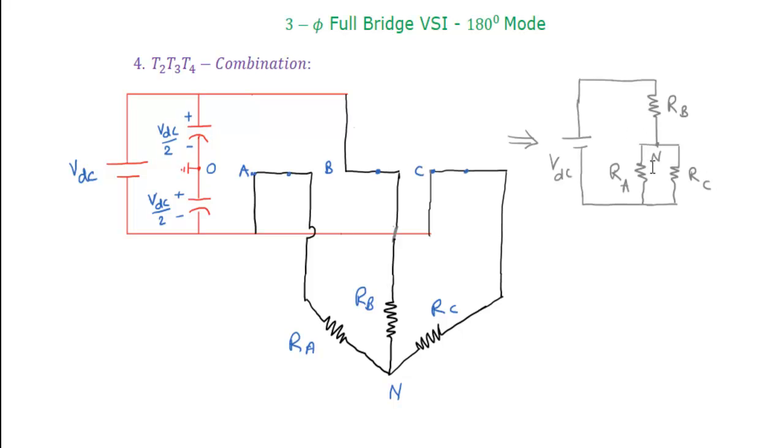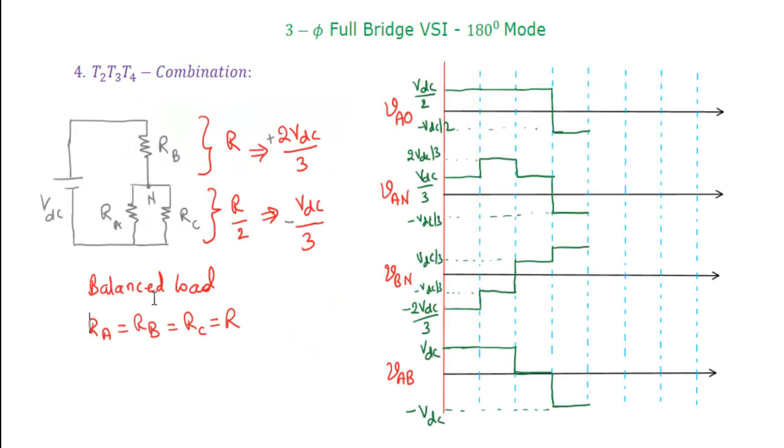But with respect to the neutral point, these will be negative and this will be positive. The same thing is discussed here. Positive 2 VDC by 3 will appear across phase B, and negative VDC by 3 will appear across phase A and phase C. We already considered the waveforms here: this is combination 1, this is combination 2, this is combination 3, and combination 4 we have already considered. Here phase A is getting minus VDC by 3. So far we got the positive half cycle, now the negative half cycle for phase A. Phase B is 2 VDC by 3 positive, that's why the resultant will be negative VDC for the line AB.